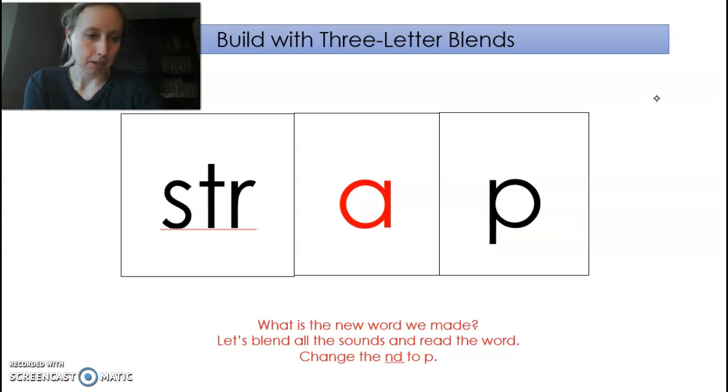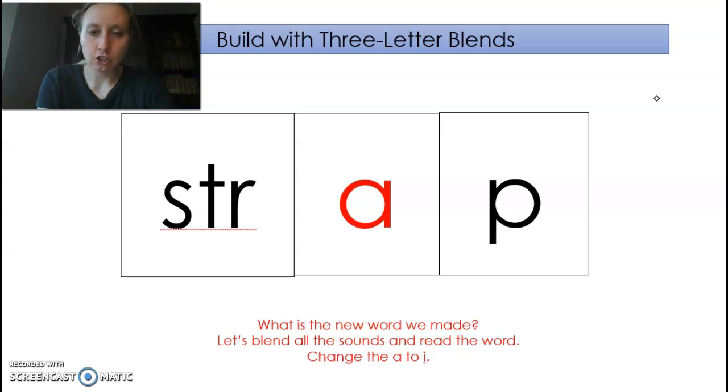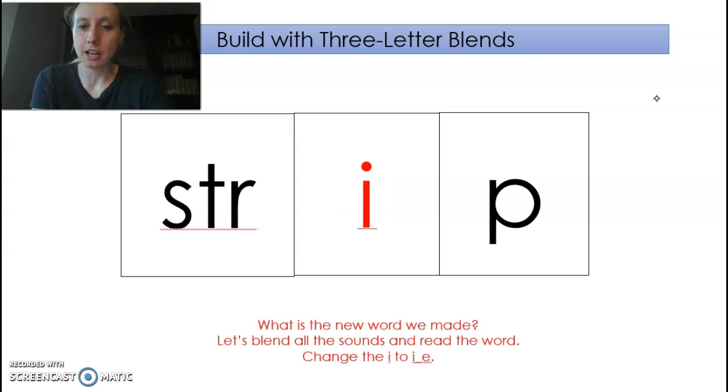Change the, oh, they do that twice. So let's add an E this time. So, well, that doesn't make sense either. We'll just do strap again. Okay, change the A to I, strip. Change the I to I blank E. So this is going to stay P, but we're going to add an E, which makes it say its name.